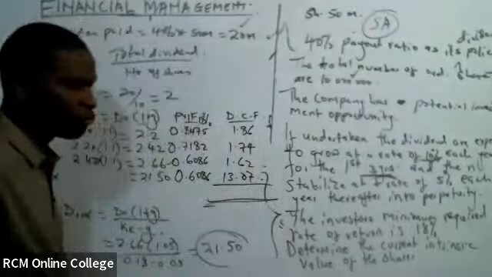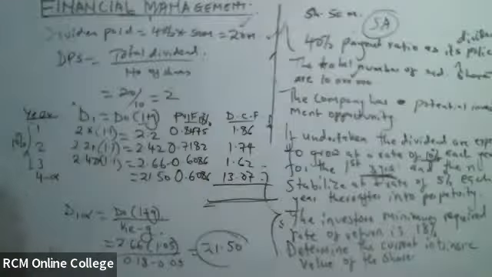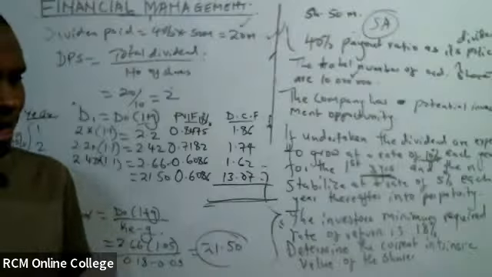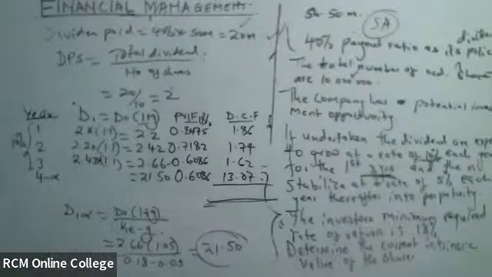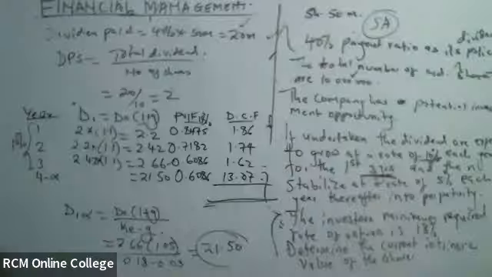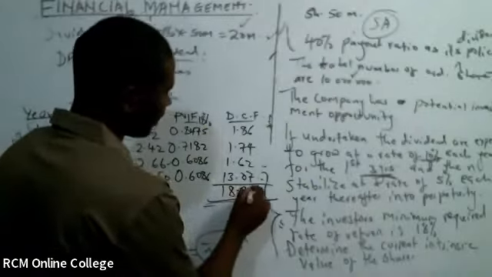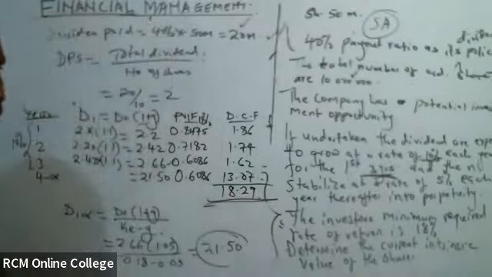You add the 4. The intrinsic value, you add the 4. Add the 4. What does it become? What will the total be now? 18.29. 18.29. Thank you. That is the intrinsic value.